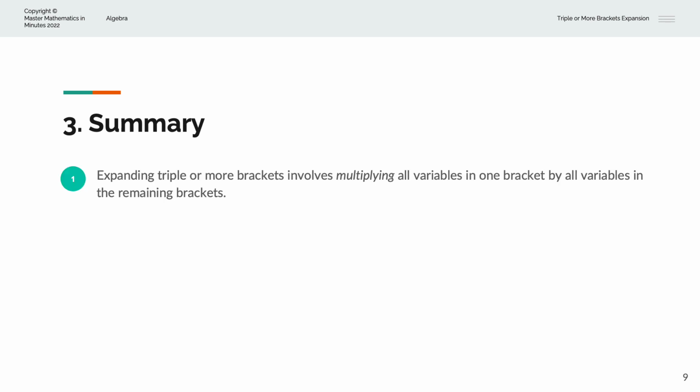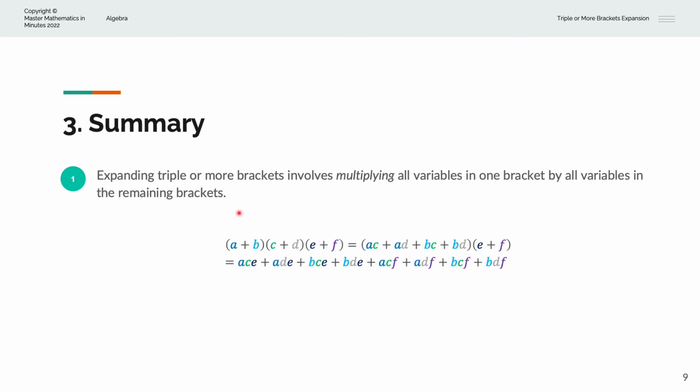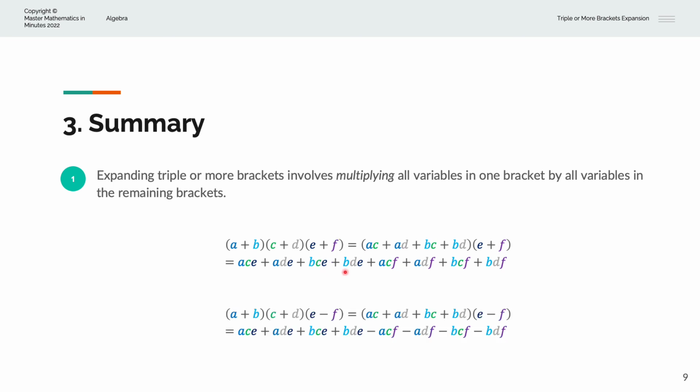To summarize, expanding triple or more brackets involves multiplying all variables in one bracket by all variables in the remaining brackets. So we've considered 3 brackets as an example, with a plus b multiplied by c plus d multiplied by e plus f. And this is the result of that expansion. And we've also considered a case where the signs are negative within the brackets. So that negative sign will need to be carried across when you expand the brackets.